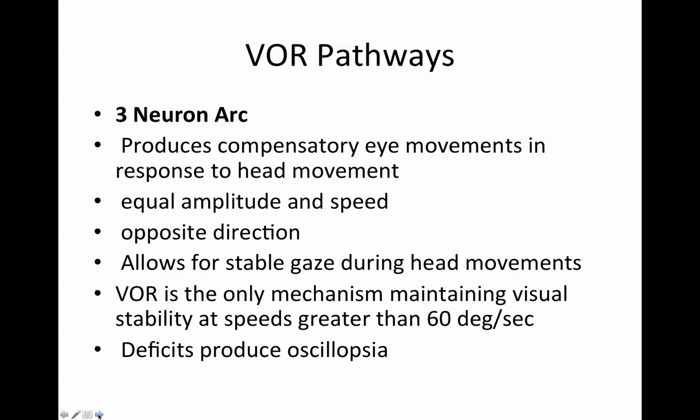When you're working at slower head speeds, it's primarily your smooth pursuit system that will allow that clarity in your vision. But as you get up to higher speeds, higher than 60 degrees per second, it'll be primarily your vestibular system. And I believe this is a typo in your other PowerPoint. It says 1, but that is incorrect. If there are deficits in the vestibular system, that's when you get oscillopsia, which is visual blurring as you are in motion.